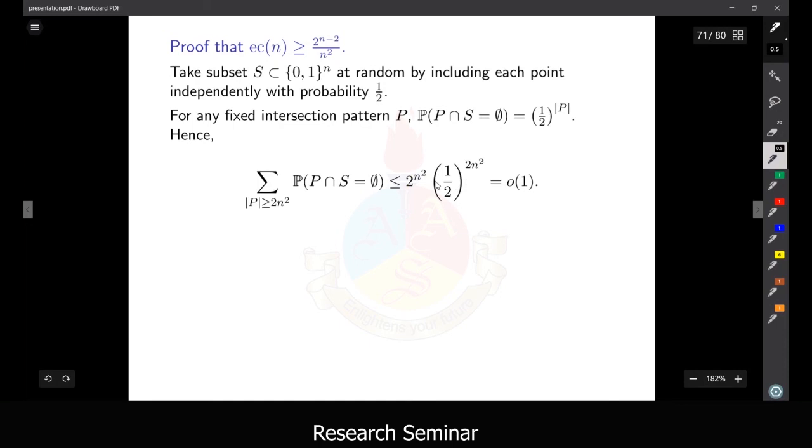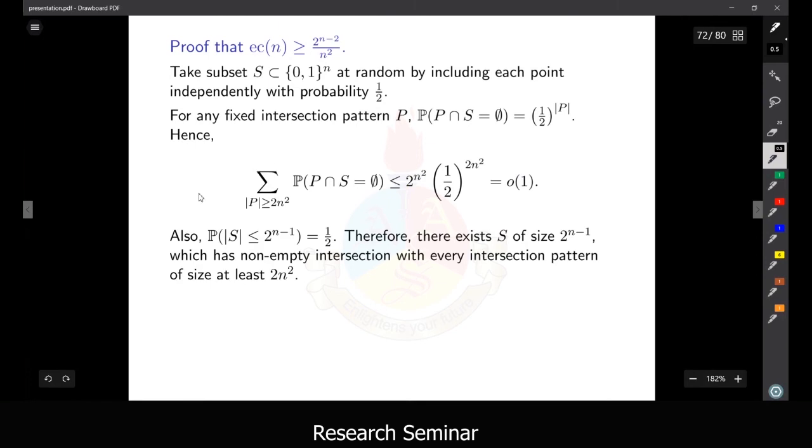And as we can easily see, this is really small o of 1. This is really going fast to 0. Also, the probability that the set S is not too large is equal to 1/2. I mean, it is just half the number of points of our hypercube.